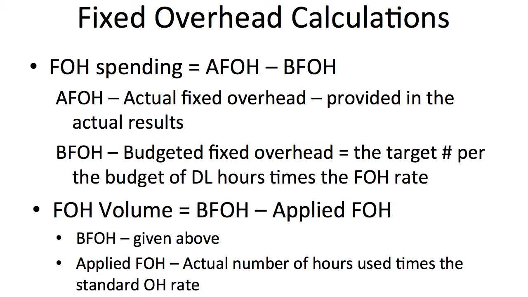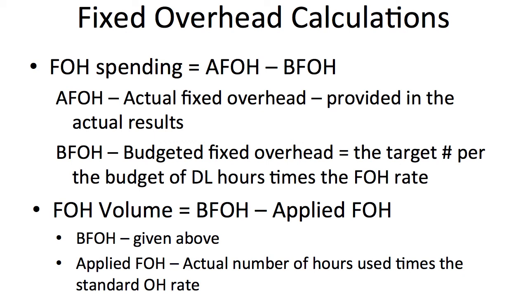In order to get our spending calculation, we need to know what is our actual fixed overhead spend, which is provided in the question, less the budgeted fixed overhead spend. The budgeted fixed overhead spend will be calculated using all the information at the top. You have the target number per the budget of direct labor hours times the fixed overhead rate.